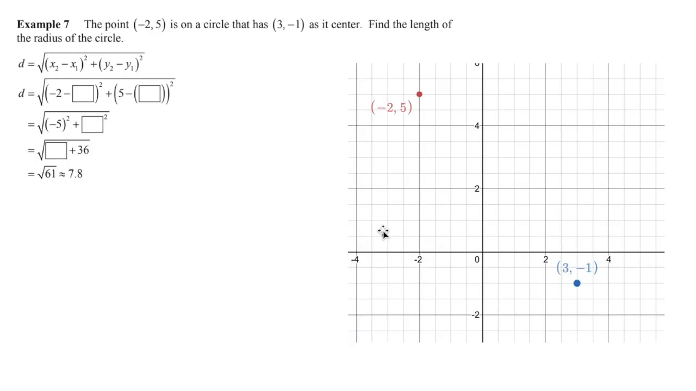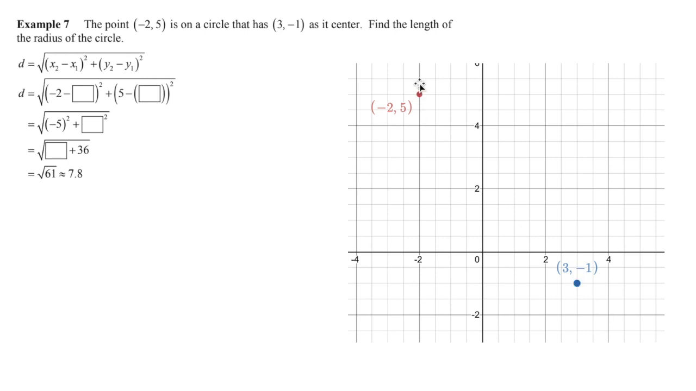The point negative 2, 5 is on a circle that has 3, negative 1 at its center. Find the length of the radius of the circle. So in Desmos, I put just our 2 points here. Negative 2, 5 is on the circle, so it's going around, and this piece here would be our center.